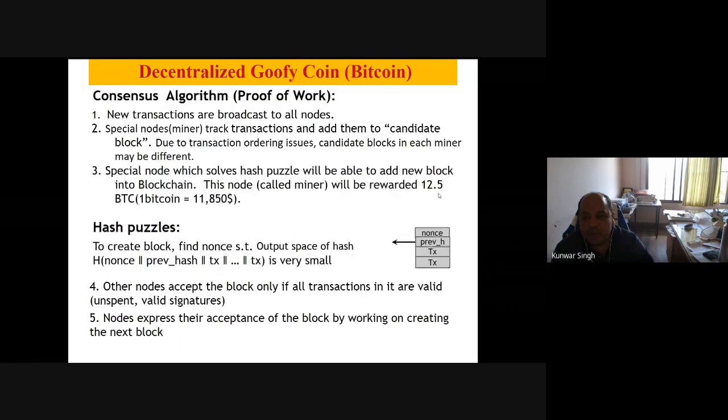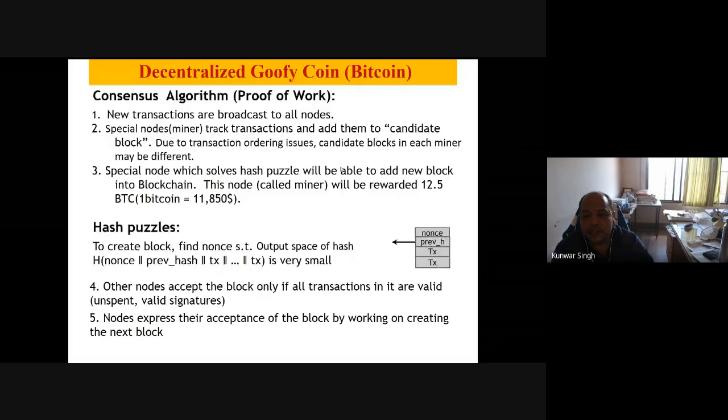So right now, from 2016 to 2020, the reward money is 12.5, so people will honestly try to solve the puzzle. Many companies have dedicated themselves to solving this puzzle, in China, in the cold areas of Northern Europe. They are trying to solve this hash puzzle. They collect some transactions, choose a nonce, and find the hash. They find a nonce such that the hash is less than the target. If they succeed, they can add this block into the blockchain and they will be rewarded this much Bitcoin.